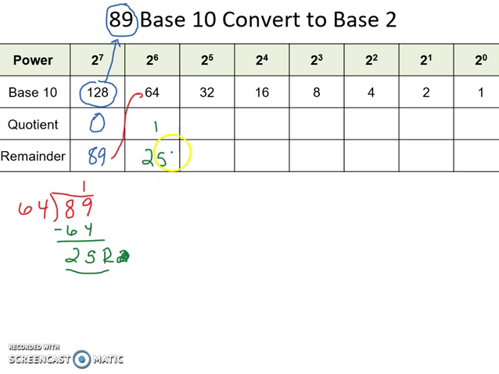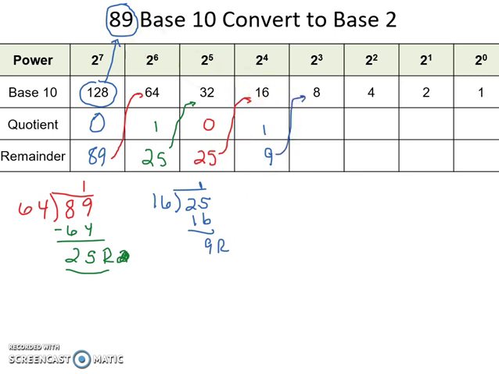Then we check to see if 32 goes in. Guess what? It doesn't, so it's 0 with a remainder of 25. Then we check 16. 16 goes in once. So 16 goes into 25 one time. Subtract: 25 minus 16 is 9. That's our remainder. So we have 1 and 9 here.